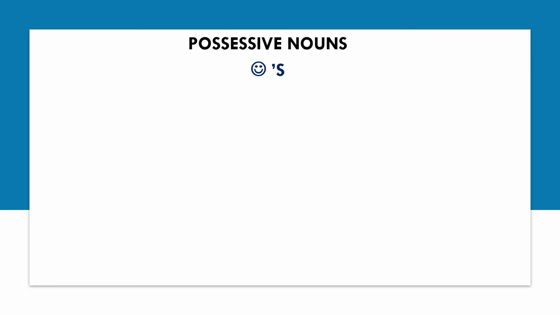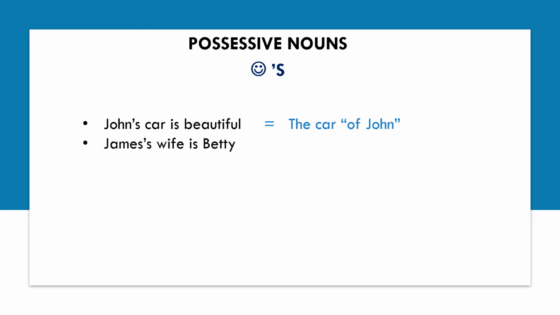Look at the examples. John's car is beautiful. This means the car of John. But the car of John is not grammatically correct. So we have to use the possession in the name of the person. Another example, James's wife is Betty. So this means the wife of James.